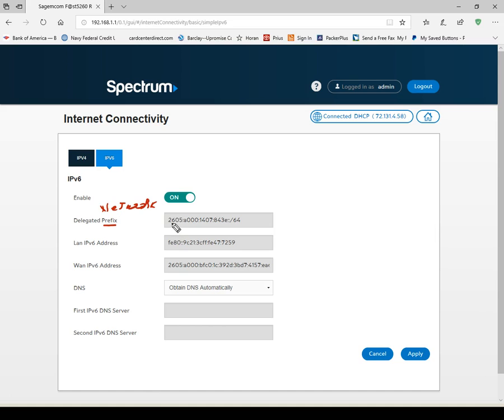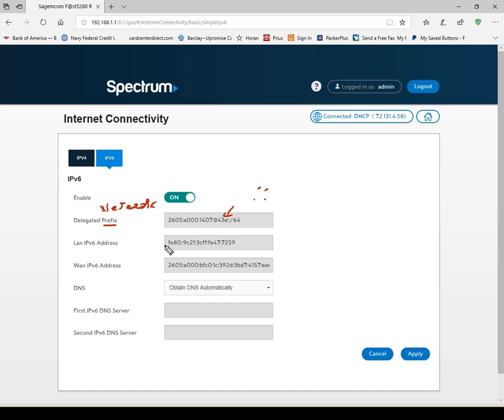Network, it's going to be prefix. So mine is 2605:A000:1407:843E, and then :: We're going to talk about shortcuts in a minute. That means everything else is zeros, which also means that this is a /64, which means that I can now assign IP addresses.